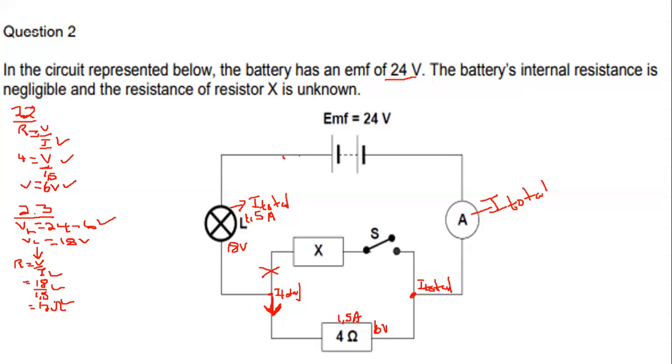I could have calculated the total resistance that is in the circuit. After I calculate the total resistance in the circuit, then I will take the total resistance and subtract the resistance of the 4 ohm. Then that would have given me the resistance of the lamp. So that would still have worked.